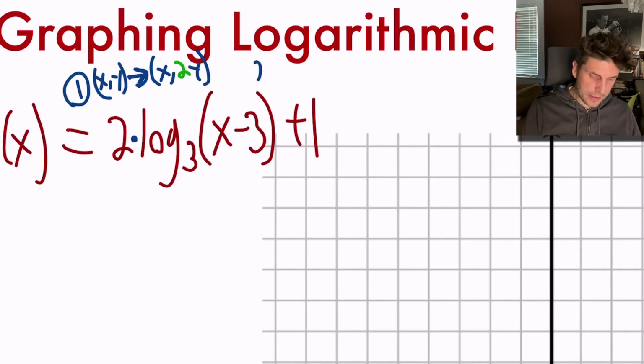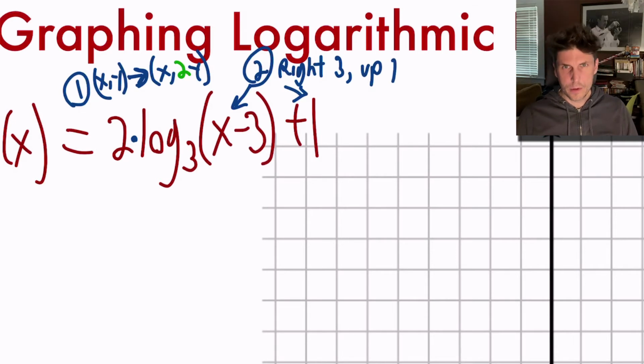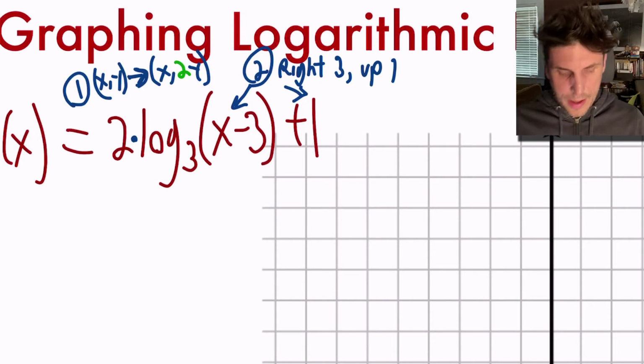And then after that, step 2, we can combine these two moves right here. This is going to tell us to go right 3, and this is going to tell us to go up 1. So I'm just going to write right 3, up 1. So now we have that. Fantastic.